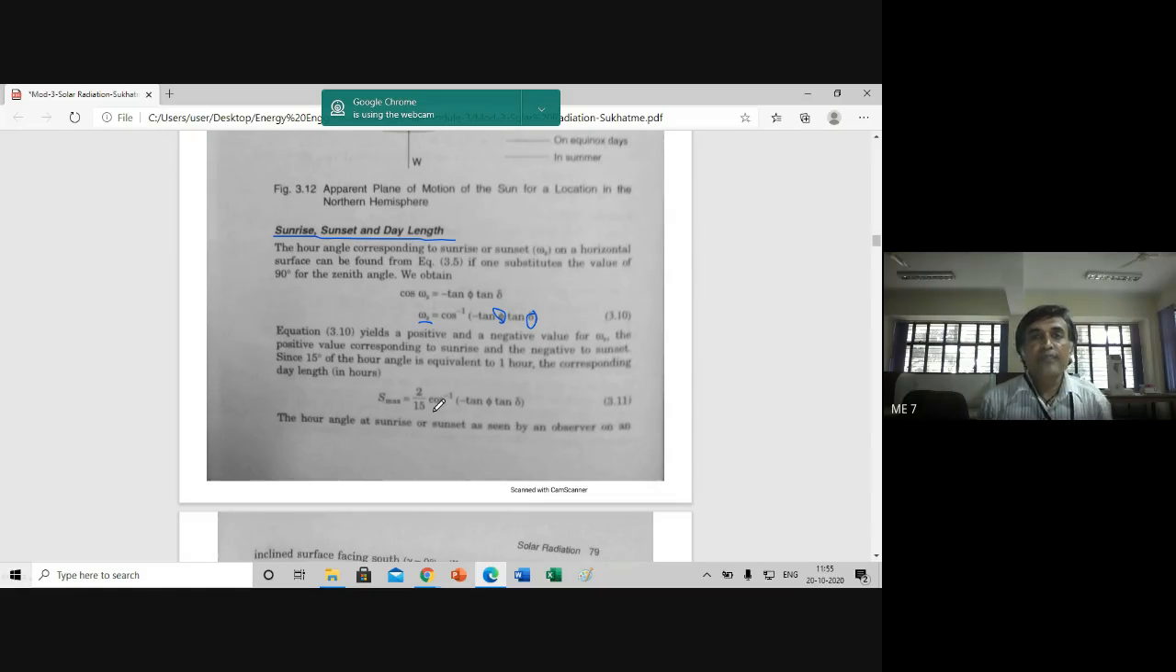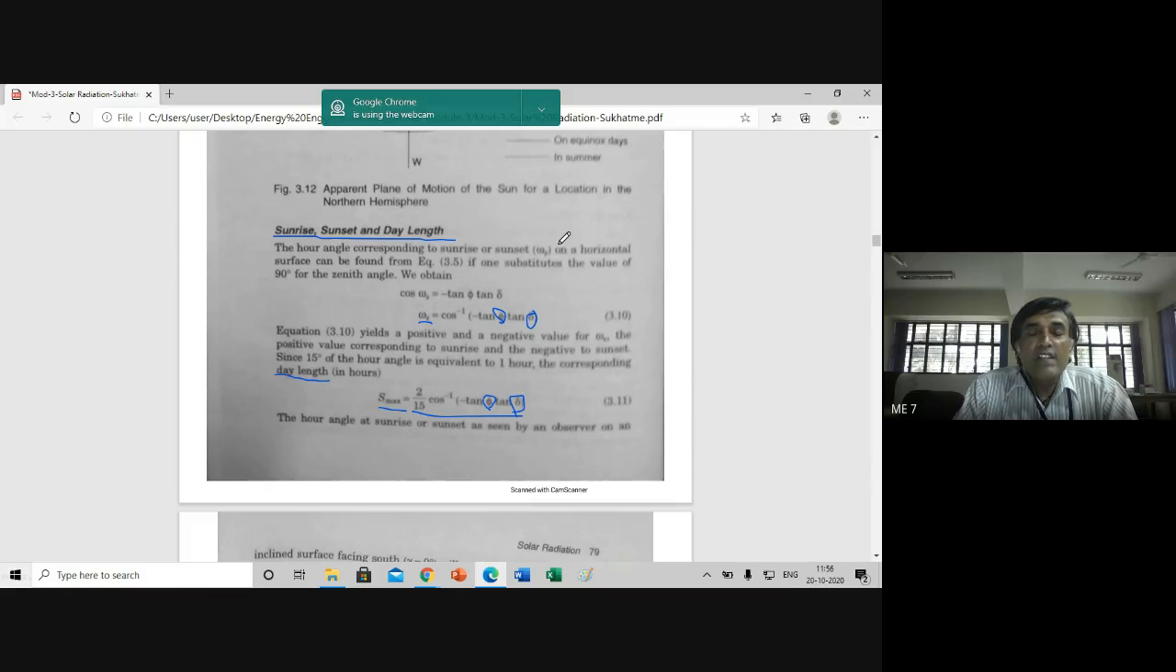Then the maximum day length can be calculated by this equation. Again, this contains the parameters latitude and declination. Latitude will be given in the problem. Declination, delta, you have to calculate from the data tables.